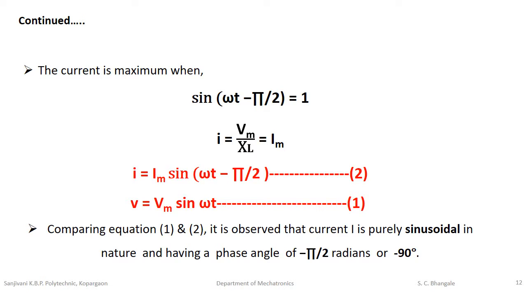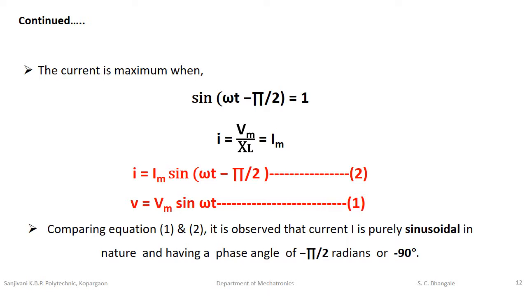The current flowing in the circuit is maximum when sin of omega t minus pi by 2 equals 1, and I is nothing but Vm by XL, that is we can write Im. So again we can write the equation as I equals Im sin of omega t minus pi by 2, if we consider the concept that the current has maximum value when sin of omega t minus pi by 2 equals 1. Our original equation number 1 is V equals, that is the applied voltage V equals Vm sin of omega t. This is our equation number 1.